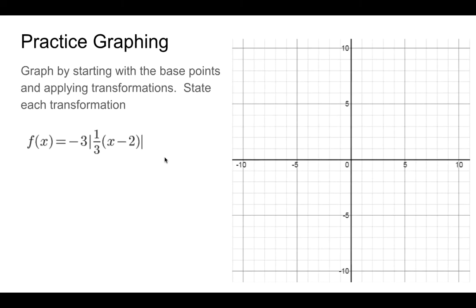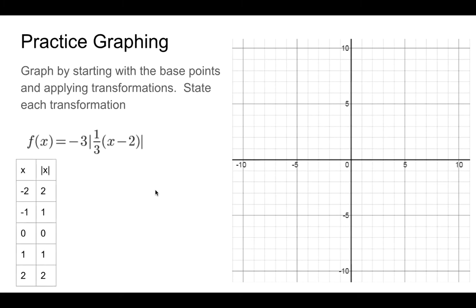Question here, like we can look at together, what are the transformations? So we've got 1, 2, 3 stretch, compression, reflection transformations, and then one shift. So we look at the base points, your 5 base points of the V shape or the absolute value shape. We'll ask the question, what's the negative and the 3 do? What does the 1/3 do?